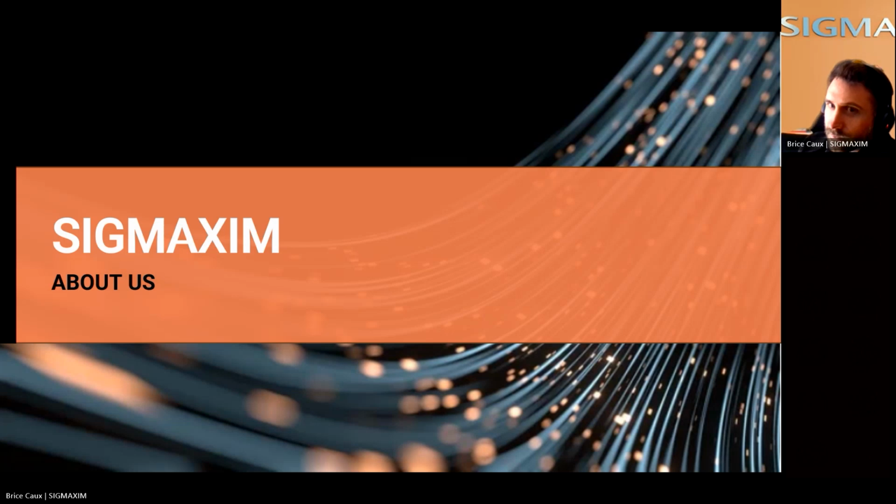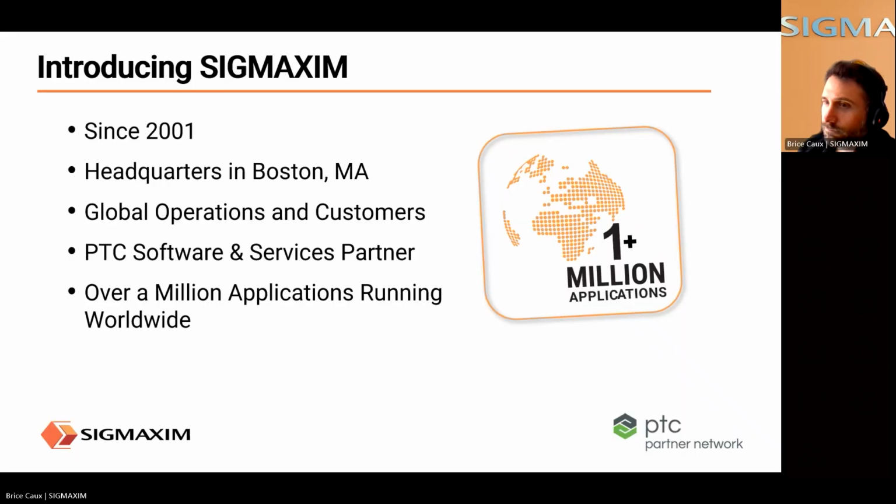Before Brice gets started, I'm just going to do a very brief introduction on SIGMAXIM. SIGMAXIM has been in business since 2001. We're headquartered in the Boston area. We're a global company. We have operations in Europe and Asia. We are a PTC software and services partner. We work exclusively with Creo, so we can really maximize the benefits of our solutions versus companies who only do a CAD agnostic approach. And, very interesting is that we have over 1 million Creo automation applications running worldwide. We're very proud of that.